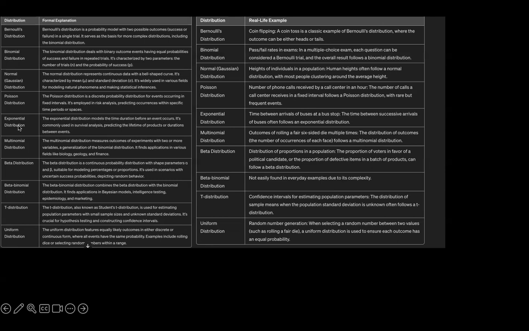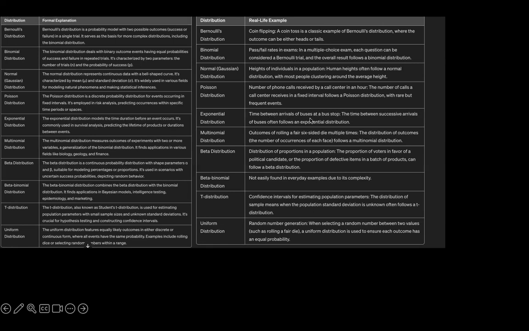Exponential distribution. Exponential distribution is nothing but the time duration before an event occurs. Suppose you're using a shampoo. Within which time can we use that shampoo? You're using some chips. Within which expiry date will you use it? What is the time period? So that is what it is. This distribution always follows the time duration before an event occurs. It's commonly used in survival analysis. You will predict the lifetime of products, and also the duration between each event. So that is what exponential is.